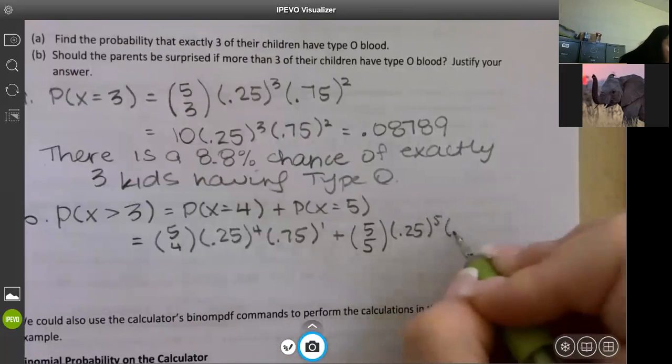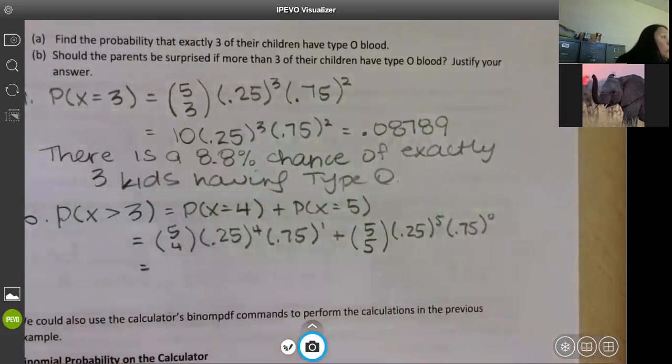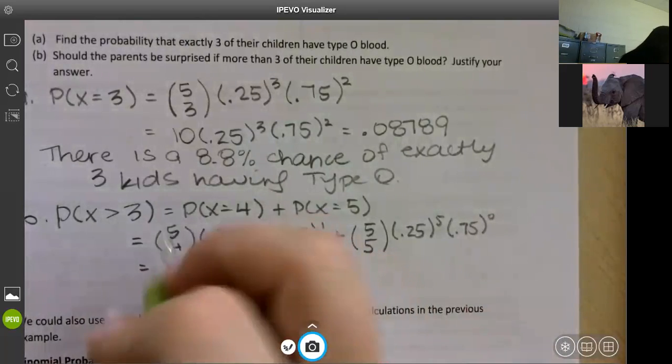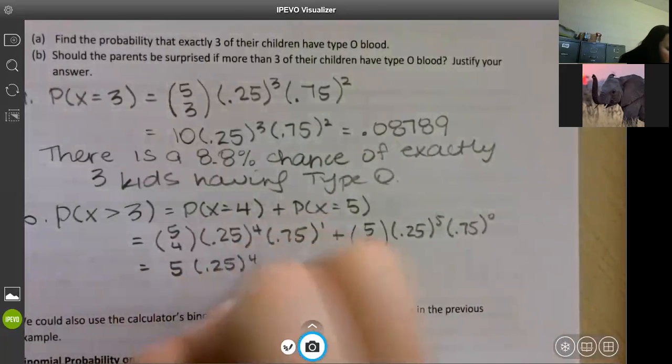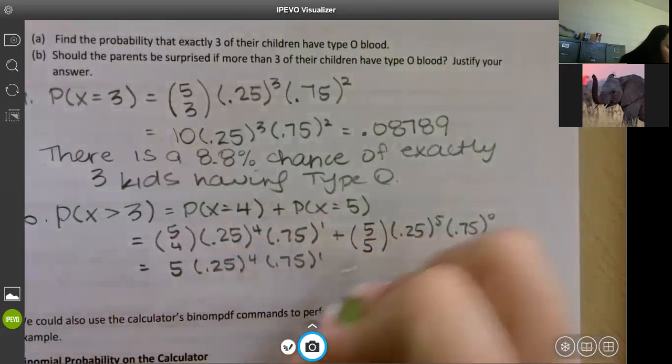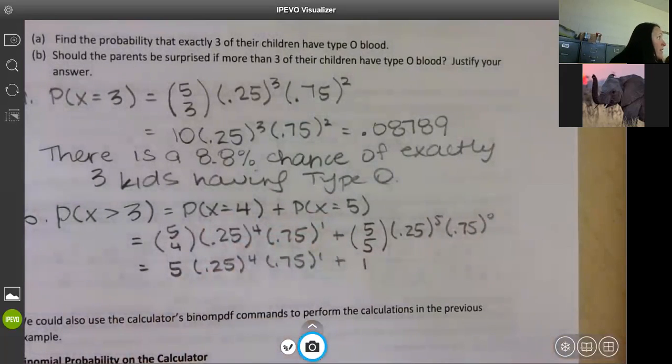Successes, we would have 5. That means we would have no failures. When you put it in your calculator, 5, choose 4 is 5. 0.25 to the 4th, 0.75 to the 1. 5, choose 5 is only 1. You only have that one chance.